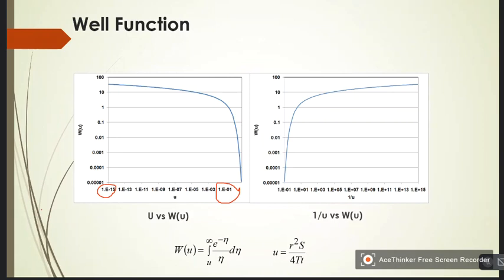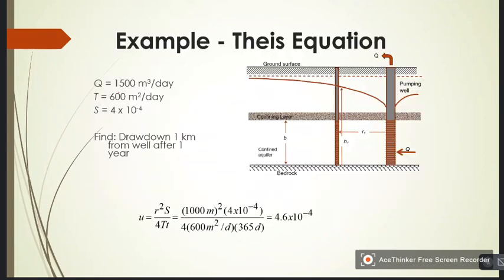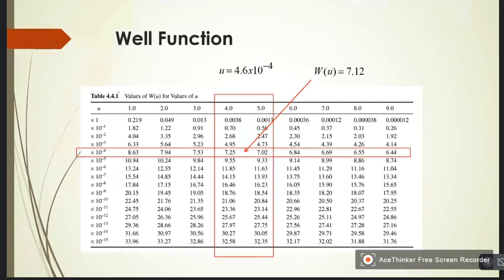So if you also take that range and different values, you can use an Excel sheet and develop this. Or alternatively, there is a table already given. So this table is there. U is equal to this value, and these are all values of W(U).